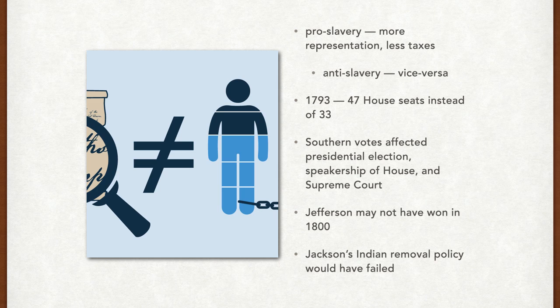Without the Three-Fifths Compromise, Thomas Jefferson probably would not have won his election in 1800, remember, because he relied on the Southern vote. Slavery would have been excluded from Missouri, which we'll talk about later. Andrew Jackson's Indian removal policy would have failed, and that was when President Jackson moved Native Americans from the Southeast to Oklahoma, and many died during the Trail of Tears, so that might not have happened.